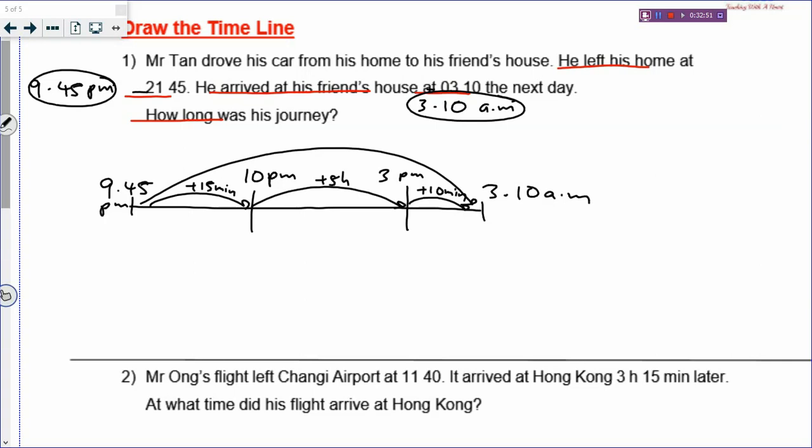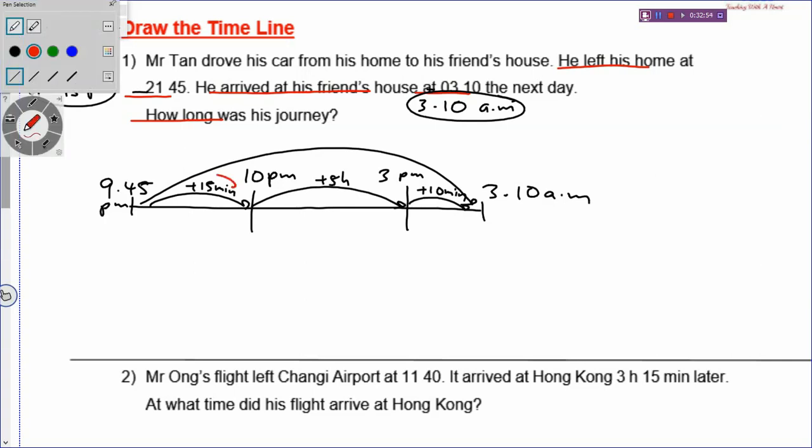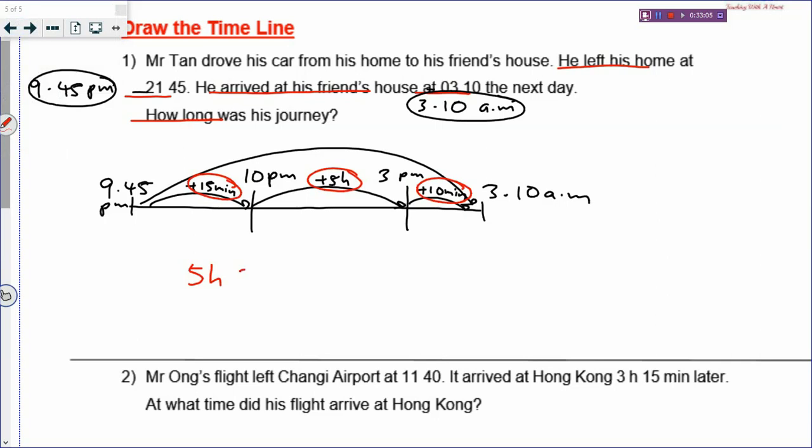So how long was the journey? You can see 15 minutes plus 5 hours plus 10 minutes. So the duration: 5 hours, 15 plus 10 will be 25 minutes. So the journey was 5 hours 25 minutes. So what's the lesson here? The lesson is that the 24-hour clock can be quite confusing. So you may want to change the 24-hour clock into 12-hour time, and then use the 12-hour time to work out the answer. And if the question wants you to write your answer in 24-hour clock, then you change your answer back into 24-hour clock.